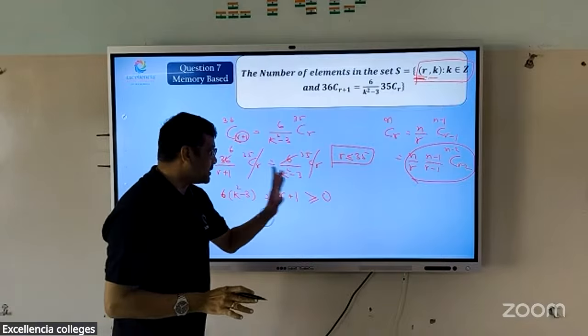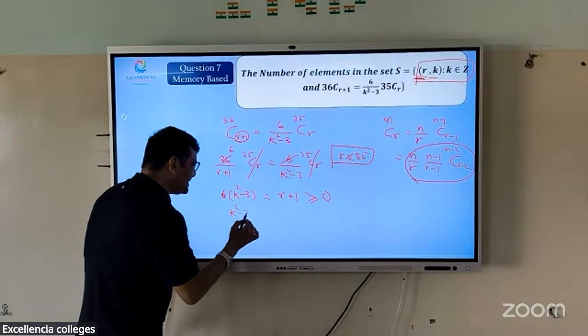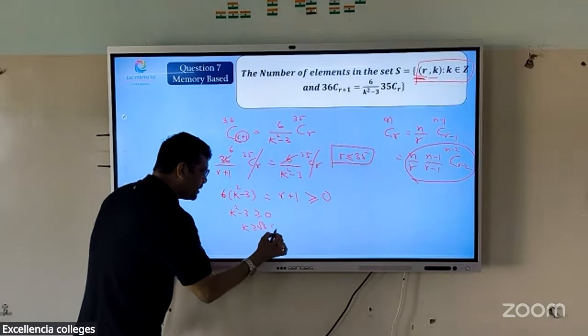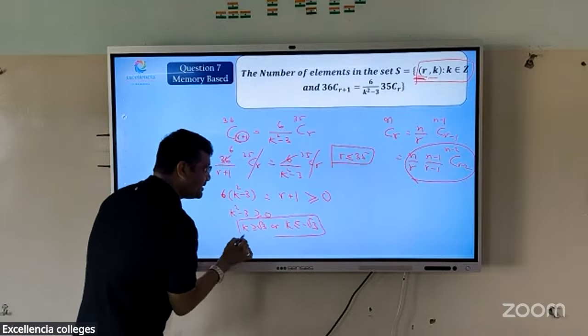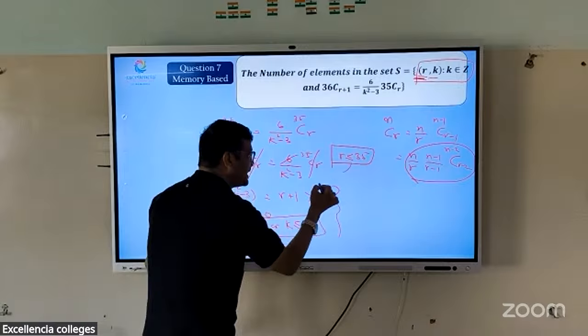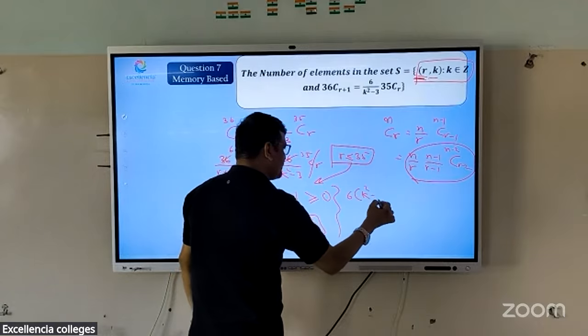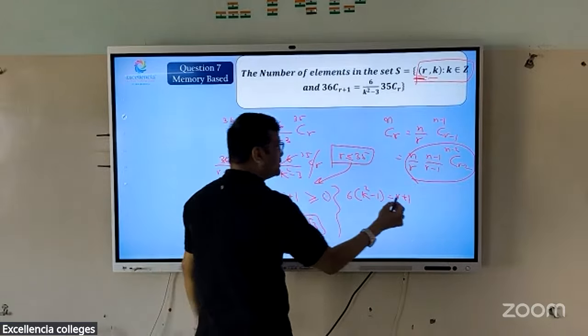It should be greater than or equal to 0 because I want K. So K square minus 3 is greater than or equal to 0. K is either greater than or equal to root 3 or K is less than or equal to minus root 3. Second, because of this relation, I got 6 into K square minus 1 plus 1, and R plus 1 should be less than or equal to 6.